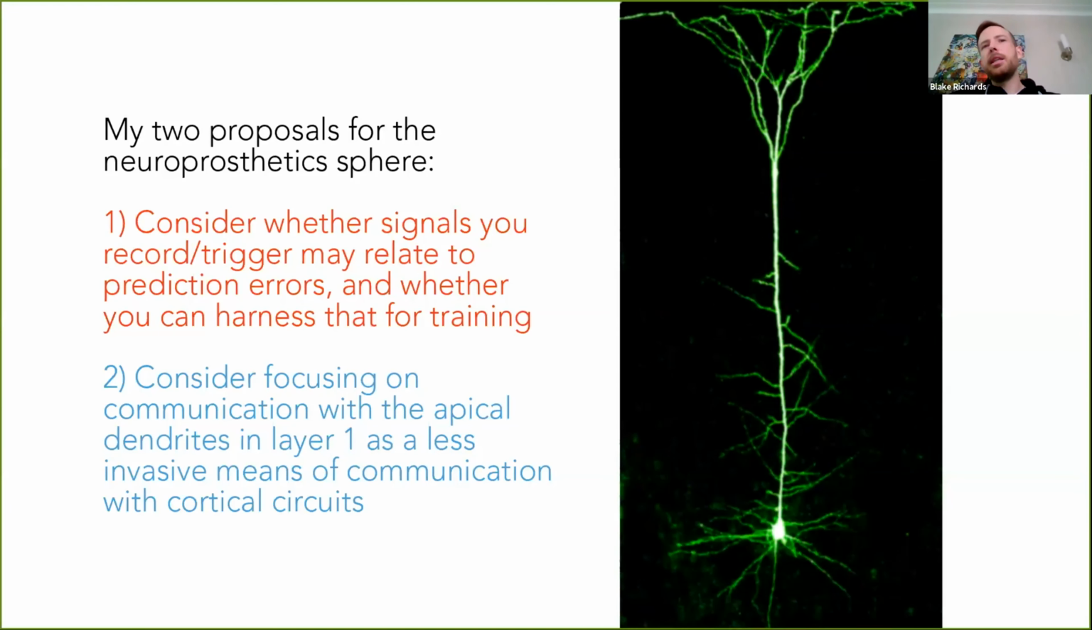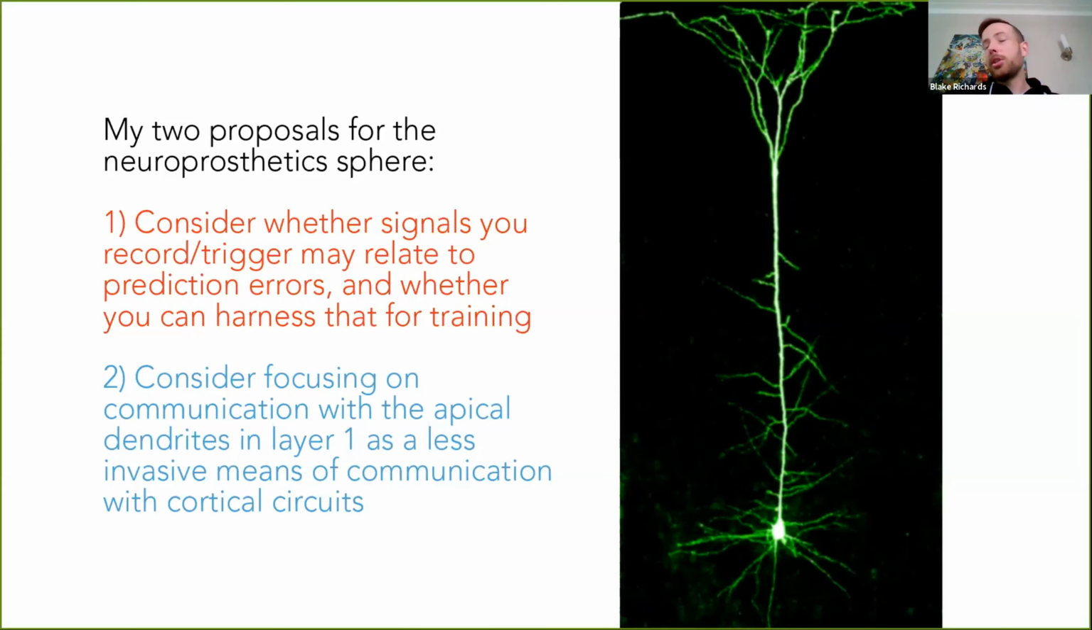The second thing that I think is potentially an interesting idea is that one of the sites that you could try to communicate with for the sake of neuroprostheses is actually the apical dendrites in layer 1. Theoretically, this could be a less invasive means of communication because you could run devices along the cortical surface and probably detect these apical signals.